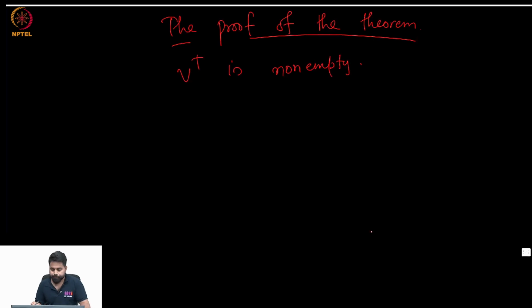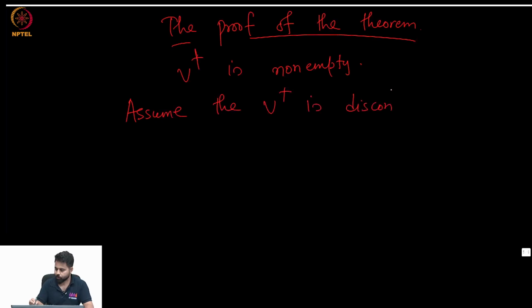Actually, what you can do is, for the purpose of contradiction, assume that V plus is not connected. Assume that V plus induces a disconnected subgraph. So we will prove it using contradiction.